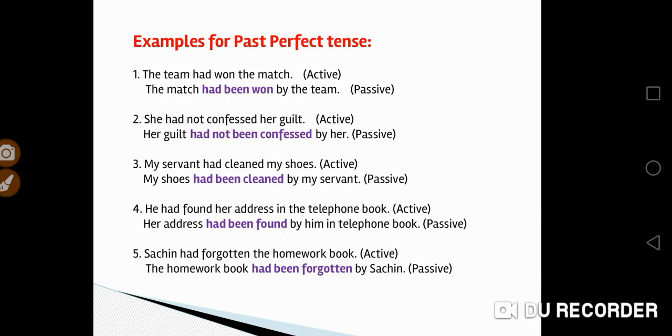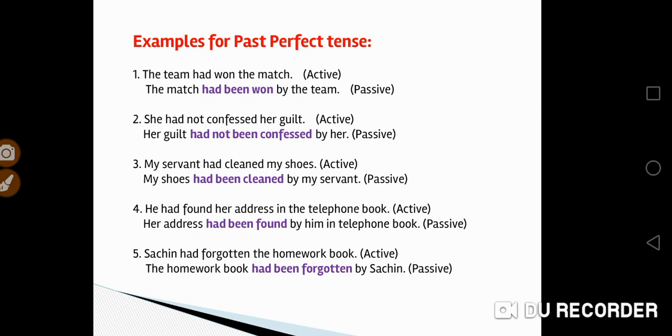Now examples on past perfect tense. The team had won the match. The match had been won by the team. She had not confessed her guilt. Her guilt had not been confessed by her. My servant had cleaned my shoes. My shoes had been cleaned by my servant.